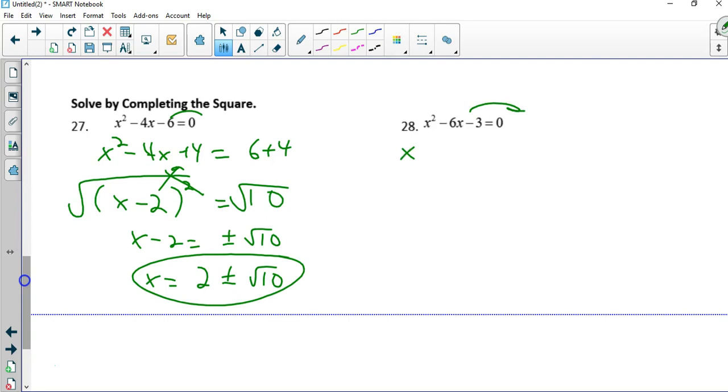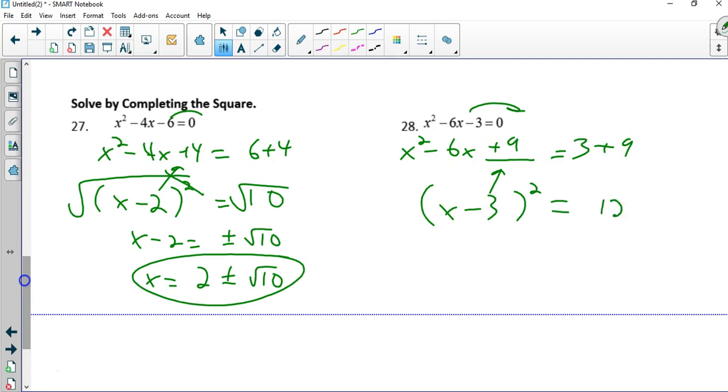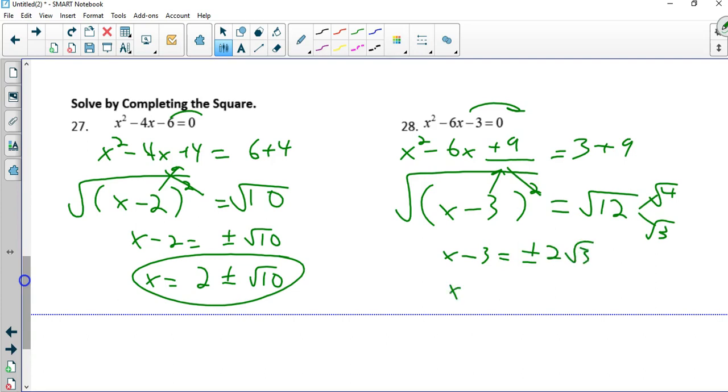Again, move this over. Keep a space. X squared minus 6x, space, equals positive 3. Take half of that middle term. We're going to end up squaring it up here, plus 9. Plus 9 here. Now that gives me 12. Square root both sides. Now in this case, this will break down to 4 and 3. So x minus 3 equals plus or minus 2 root 3. Move the 3 over. X equals 3 plus or minus 2 root 3.